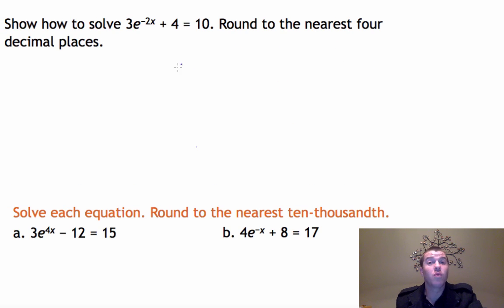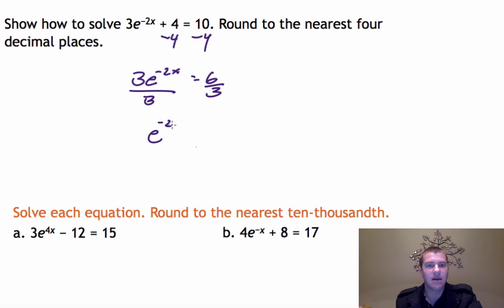So for this one, we're going to solve it. And you have 3 times e raised to the negative 2x plus 4 is equal to 10. Well, in order to solve it, you have to get what's being raised to the exponent by itself. So I'm first going to subtract the 4, and I have 3 times e raised to the negative 2x is equal to 6. I still need to divide by that 3, and now I have that e isolated by itself. And now I can change it to log form.